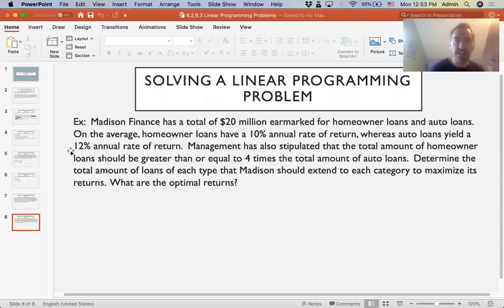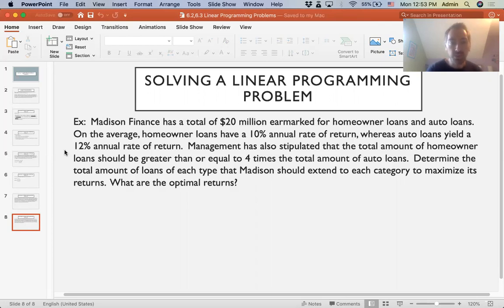We've got Madison Finance that has a total of $20 million earmarked for homeowner loans and auto loans. On the average, homeowner loans have a 10% annual rate of return, whereas auto loans yield a 12% annual rate of return. And management has also stipulated that the total amount of homeowner loans should be greater than or equal to 4 times the total amount of auto loans. We want to determine the total amount of loans of each type that Madison should extend to each category to maximize its return. And what are the optimal returns?